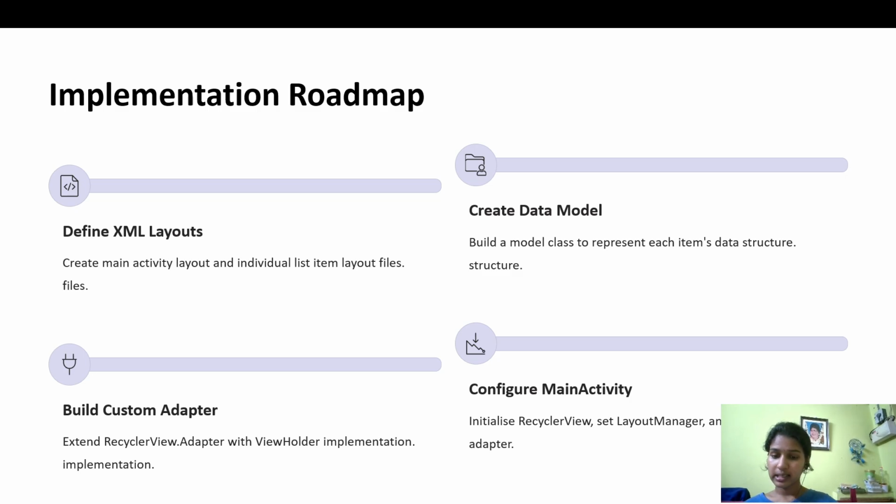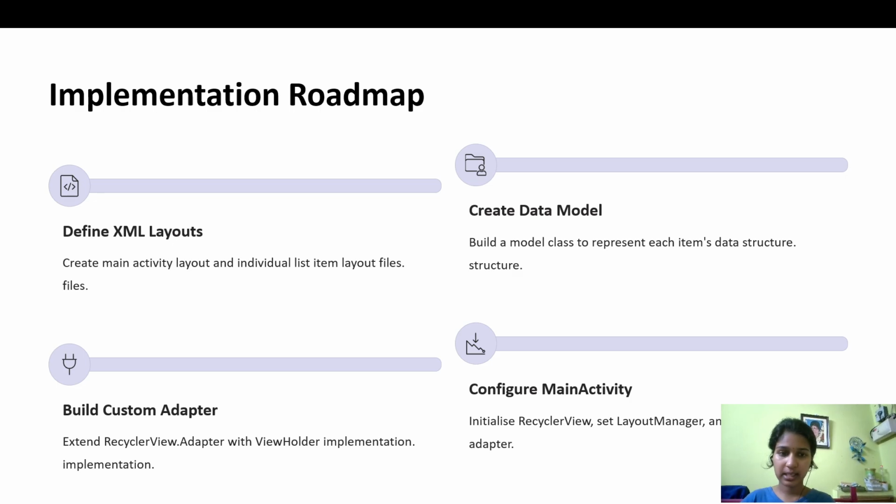First, while creating the XML layout, we need the main XML layout, which contains the main RecyclerView tag, and also a list item XML, which defines a single item in your list. So we need to write code for two XML files.